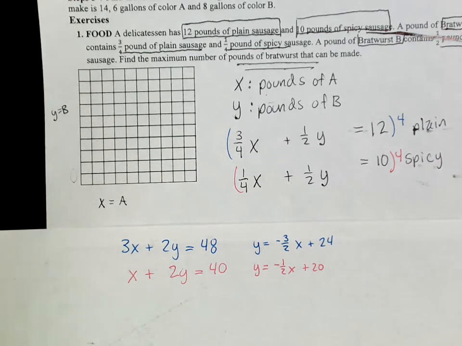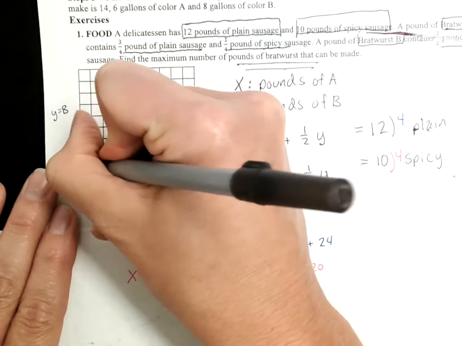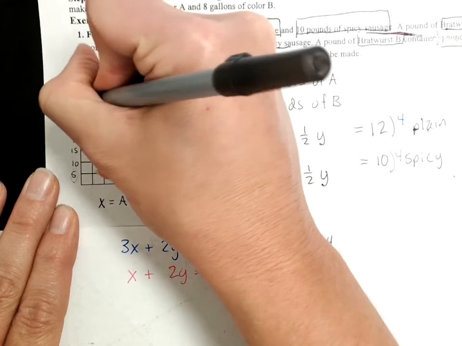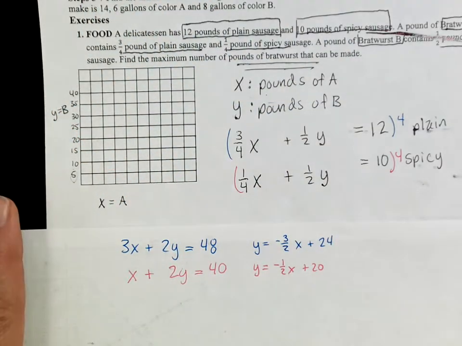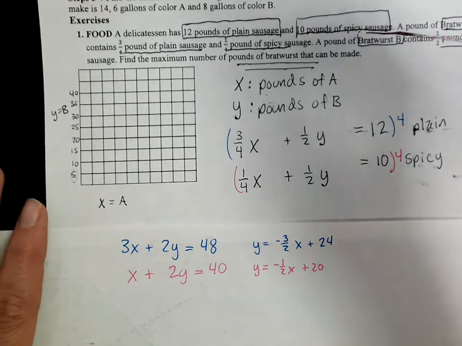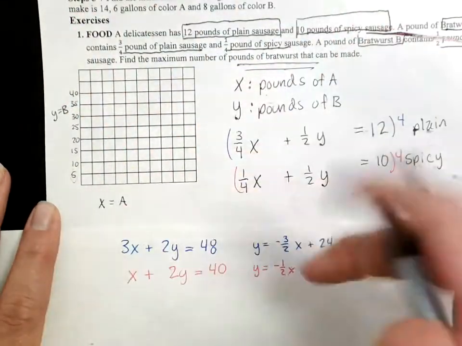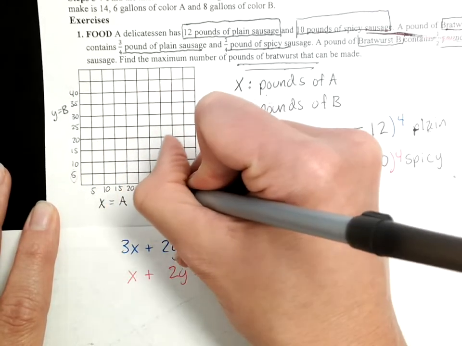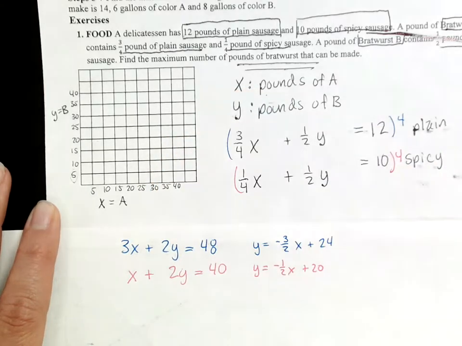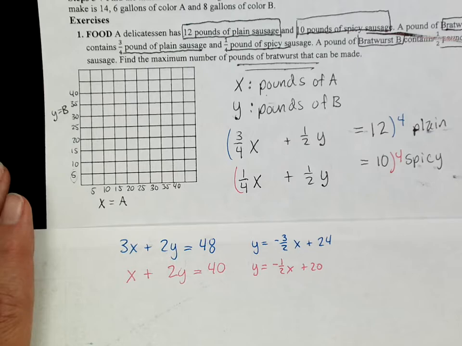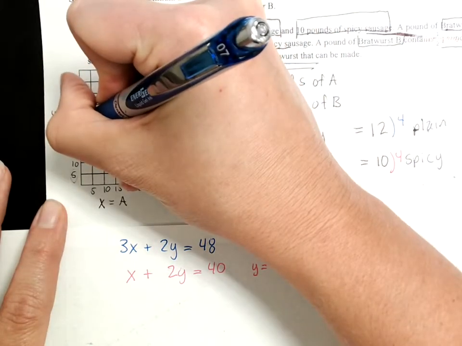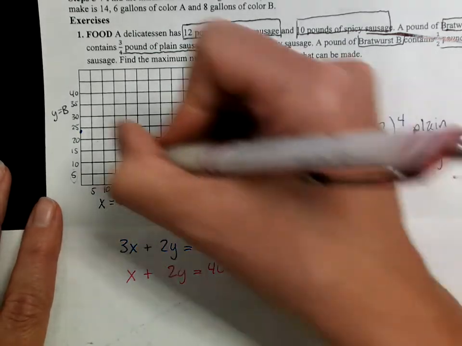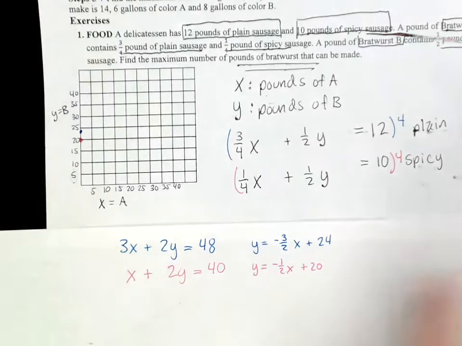Really the best thing to label your grid by is 5s. So 5, 10, 15, 20, 25, 30, 35, 40. I'm going to go ahead and label the x-axis that way too. 5, 10, 15, 20. Okay. So y-intercept for the blue equation starts at 24. It's a very inaccurate point, and I don't like doing it. The y-intercept for the pink equation is going to be at 20. Also a very inexact point.